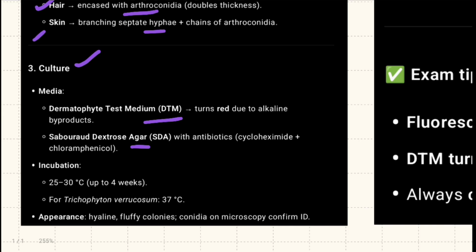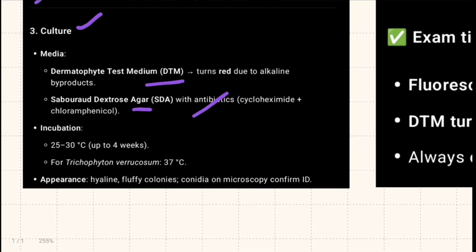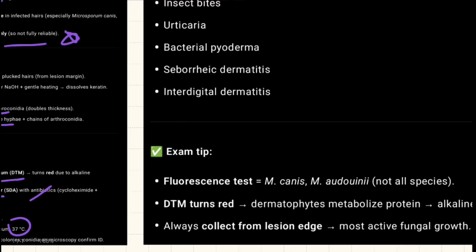This agar can be employed with antibiotics to inhibit the growth of other bacteria, to specifically cultivate the desired fungus. The incubation period for dermatophytes may go up to 4 weeks at 25 to 30 degrees Celsius, and specifically for Trichophyton verrucosum, the incubation temperature is higher, that is 37 degrees Celsius. In the culture, the colony will appear like a hyaline fluffy colony. So these are the colony features in the culture.